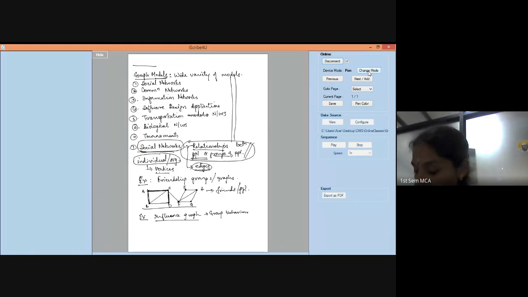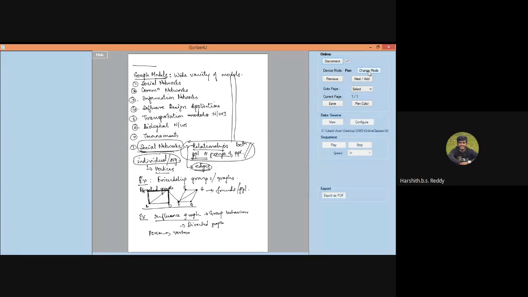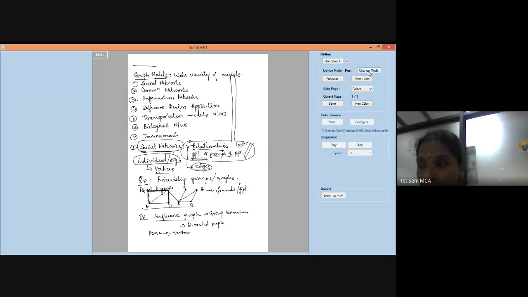A directed graph can be used to represent an influence graph. Oh, sorry, I wrote it in the wrong place. A directed graph can be used to represent an influence graph. Each person is represented by a vertex. And what is represented by the edge? Suppose person A is influencing person B, yes?